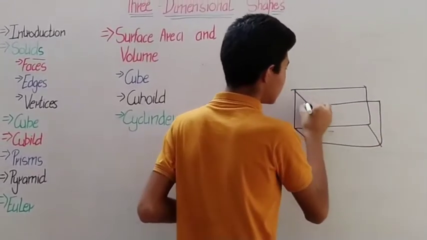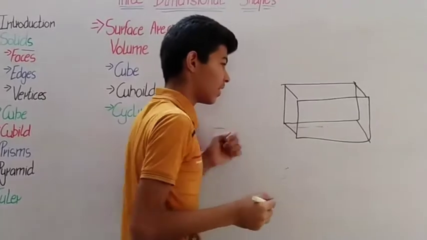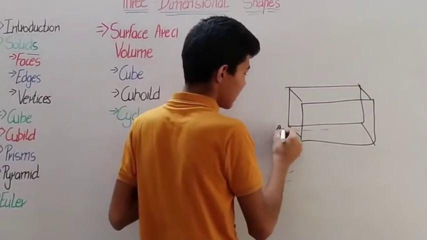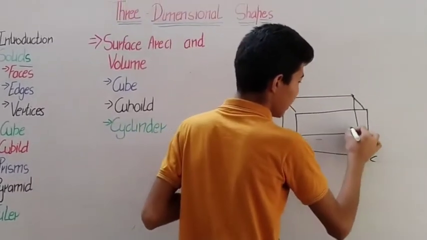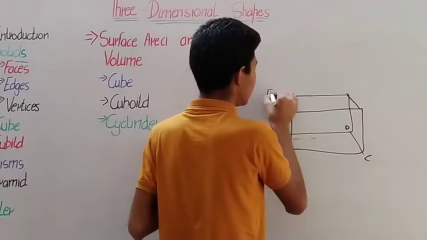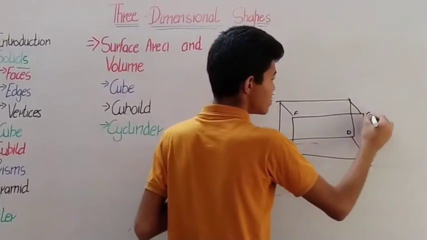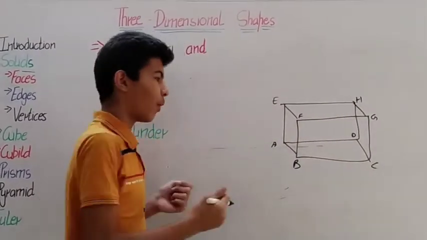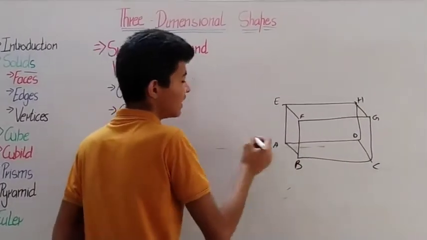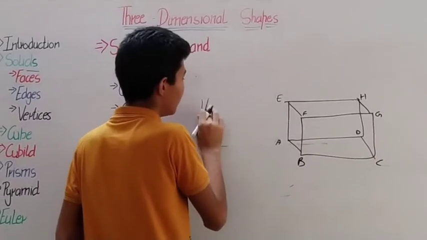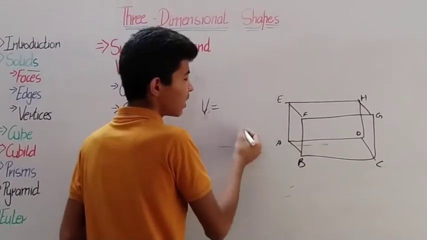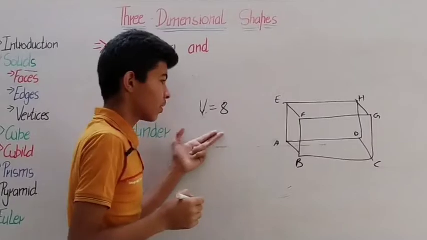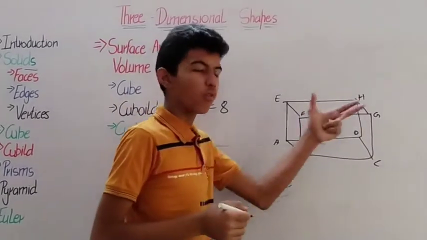So if this is a rectangle, that is a cuboid, let's name this A, B, C and D, and let's name this E, F, G and H. The vertices are the points, so we can write vertices equals 8. That is 4 on the lower and 4 on the top.